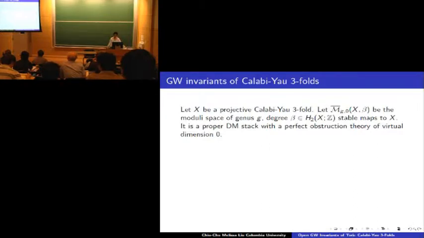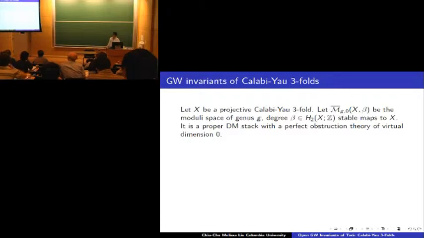So this moduli space parameterizes morphisms from a possibly nodal genus g projective curve to X, such that the push forward of the fundamental class of the curve is a second homology class β of X. Since we are in the projective situation, we can use the algebraic definition. Then this moduli space is a proper Deligne-Mumford stack with a perfect obstruction theory of virtual dimension zero.